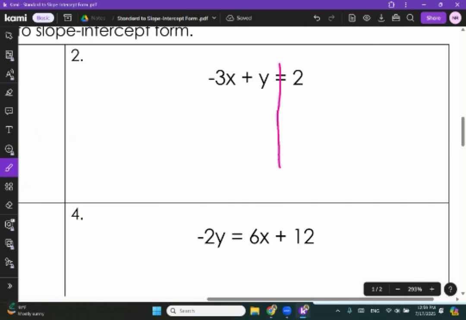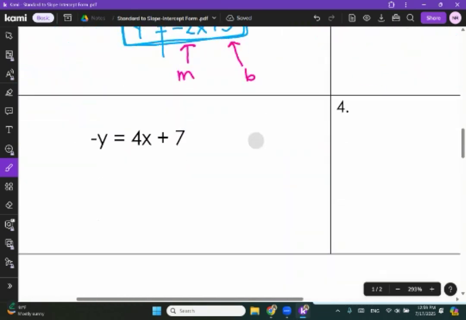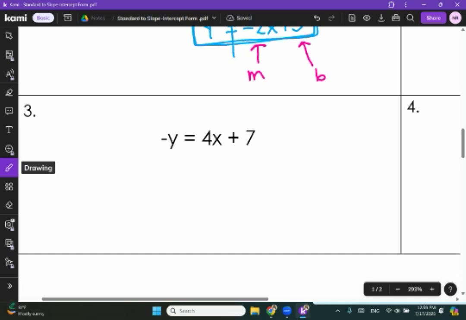Move the x term. X term is minus, changes to plus. Bring down your y. Bring down the x term first, constant to the side. And you are done. Okay? Solving for y, converting from standard to slope-intercept form is something you're going to see a whole lot the rest of the semester. Okay?